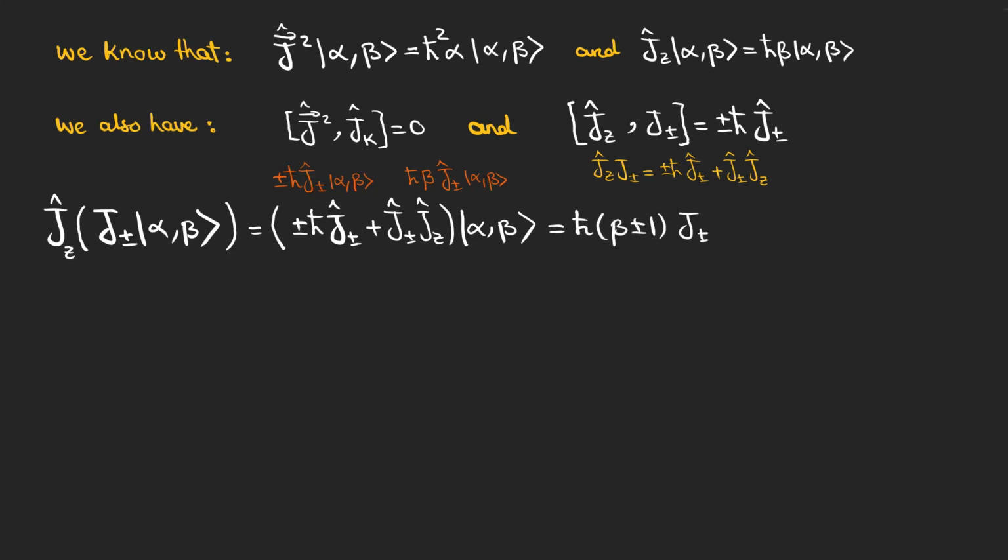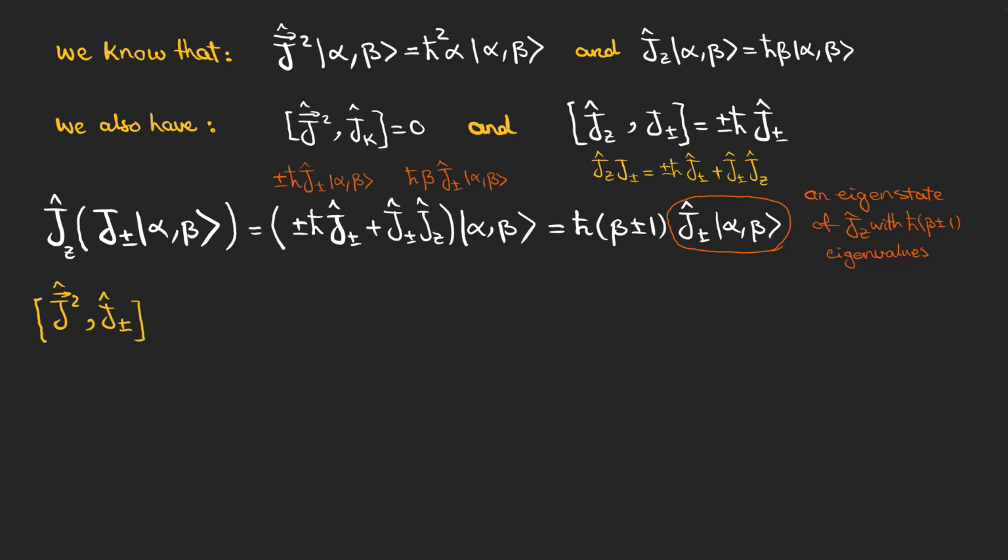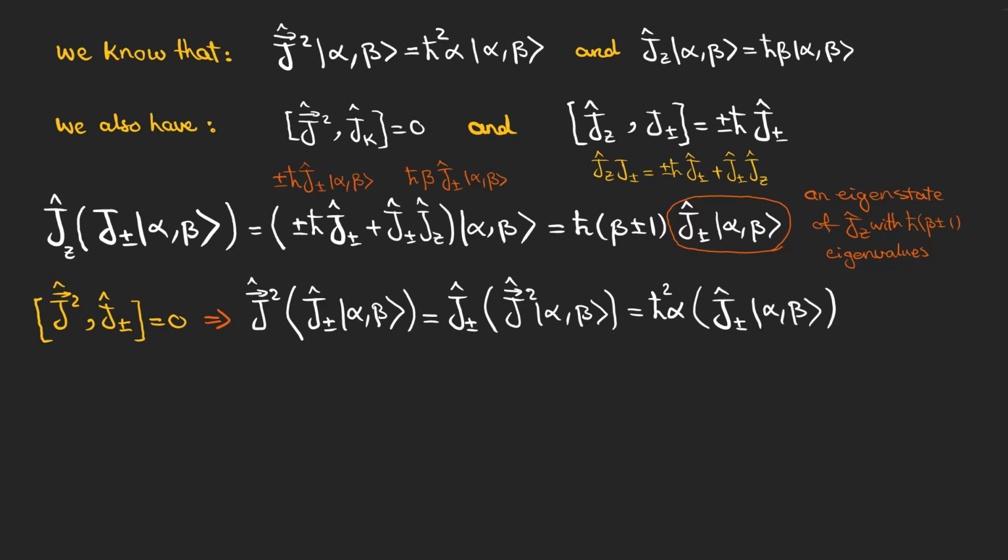So if Jz acts on J± |α, β⟩, we can see that it gives ħ(β ± 1). So this is an eigenstate of Jz with ħ(β ± 1) as its eigenvalue. We can do the same thing for J², and you can see that J± acting on |α, β⟩ is an eigenstate of J² with eigenvalue ħ²α.